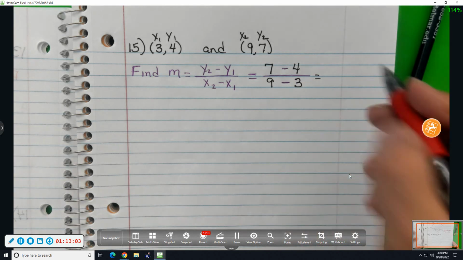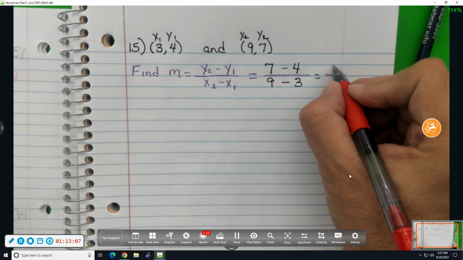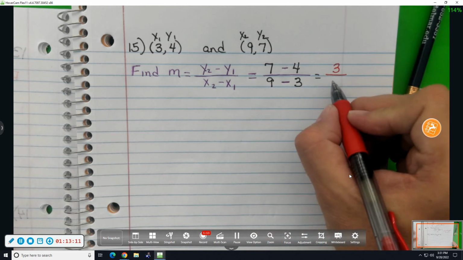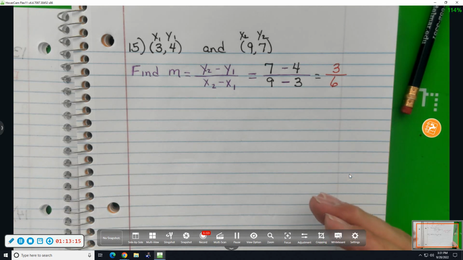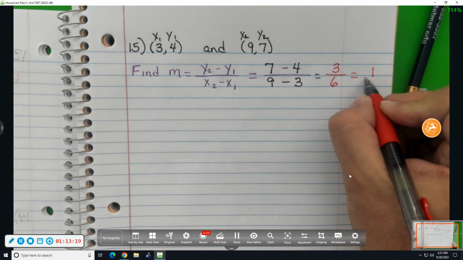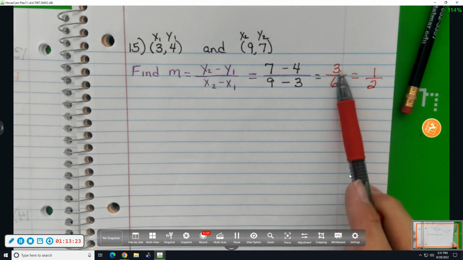I'm going to write it in red. It would be a 7 minus 4. Is that a 3? And the bottom number, is that 6? We're not going to leave that as 3 over 6 because it can be reduced to what? 1 over 2. You can divide both of those by 3.